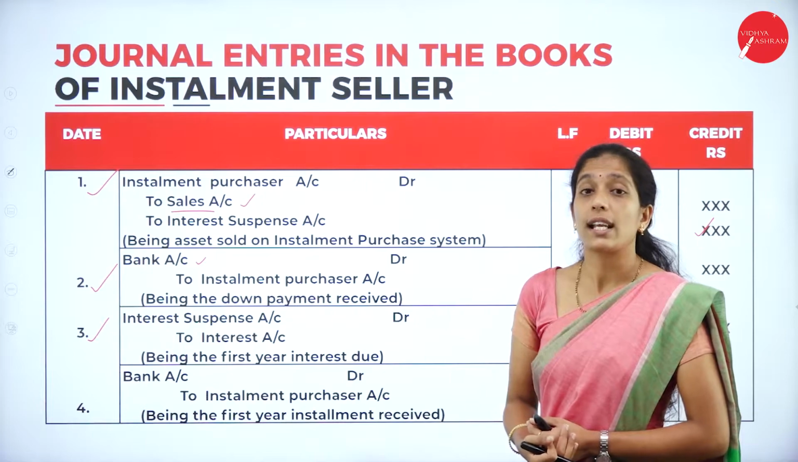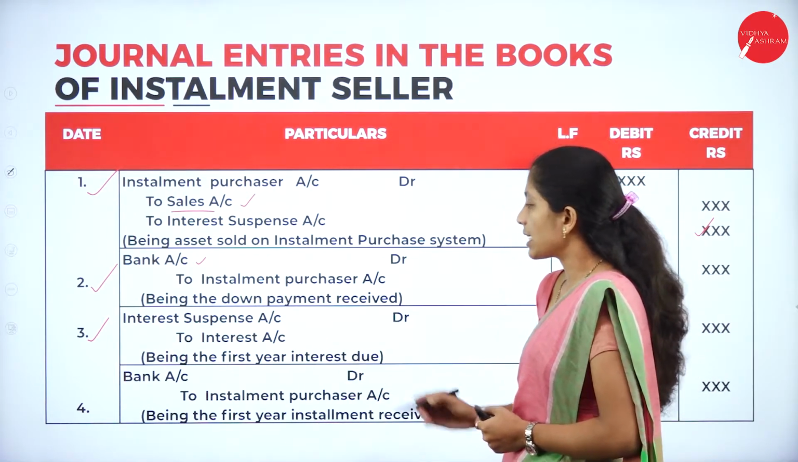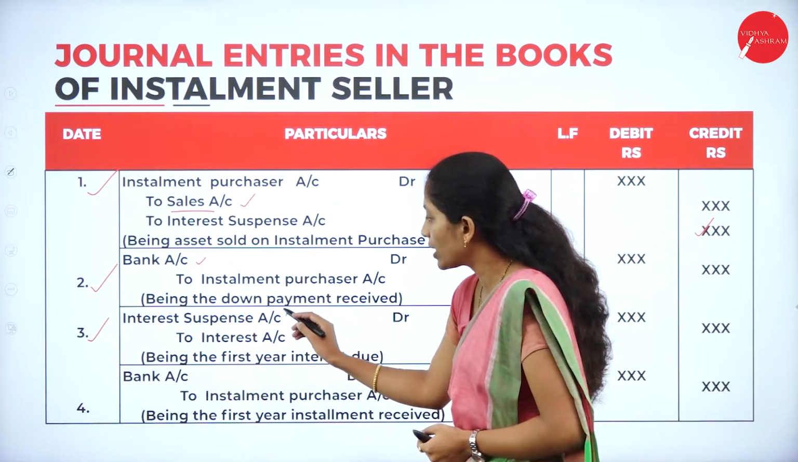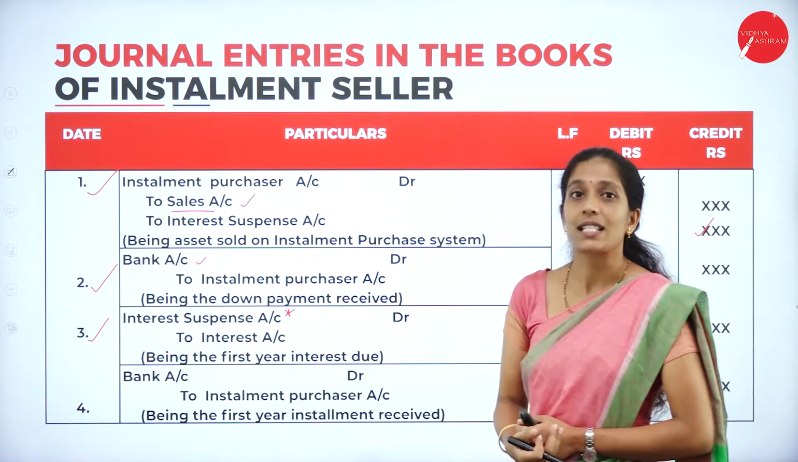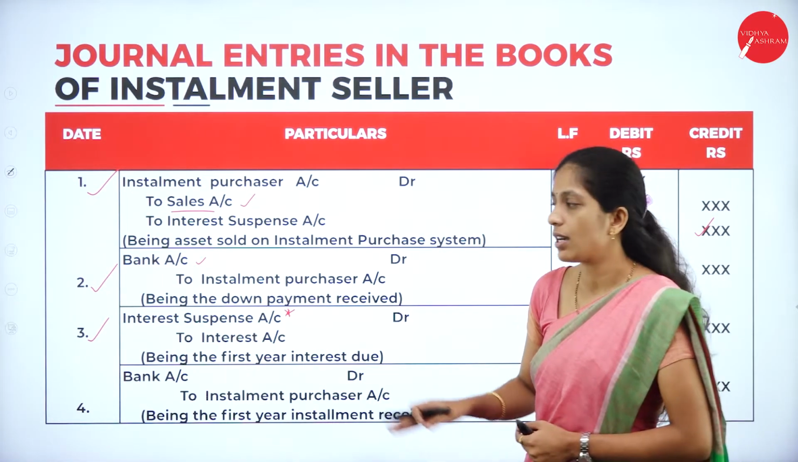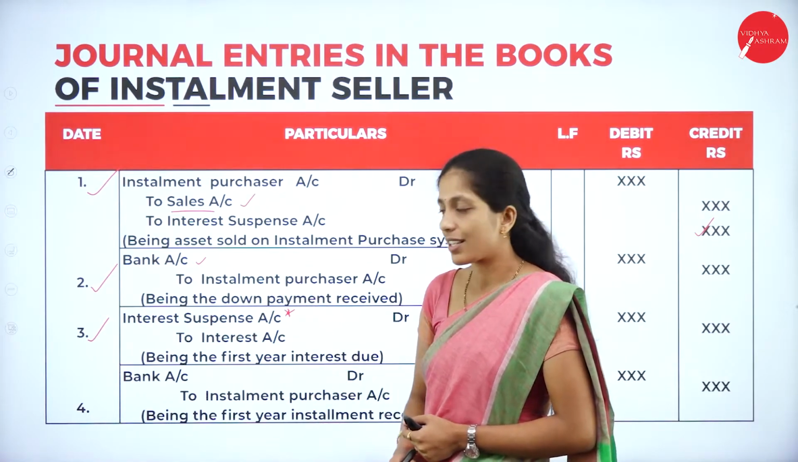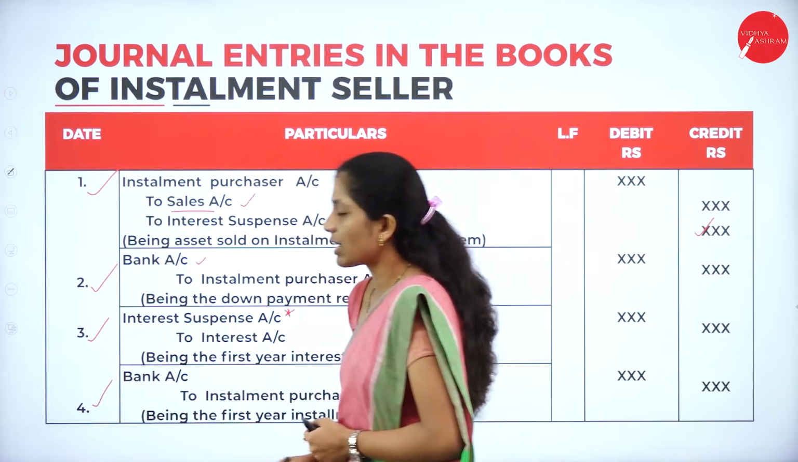So this is for what? Interest due, being the first year interest due. So this is the only change here, that is interest suspense account debit to interest account, that is for first year interest due. Next, fourth entry is for what?